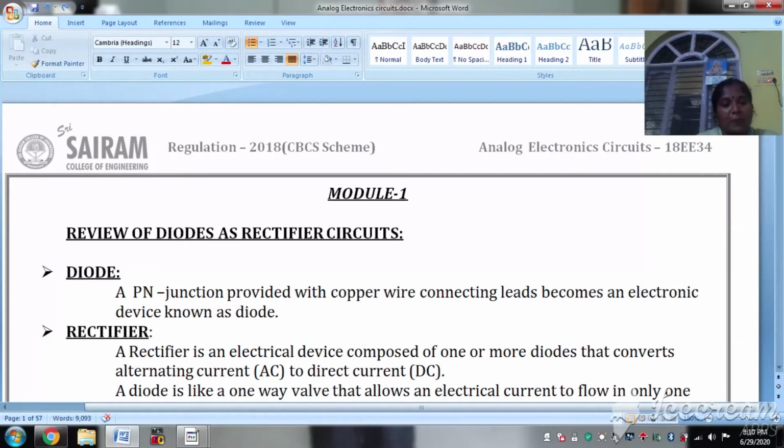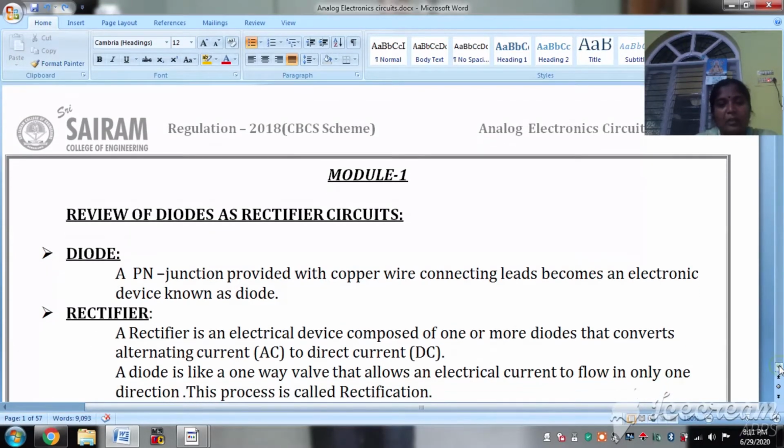So what is meant by rectifier? A rectifier is an electrical device composed of one or more diodes that converts alternating current to direct current, that is AC current to DC current. A diode is like a one-way valve that allows an electrical current to flow in only one direction. This is called rectification.